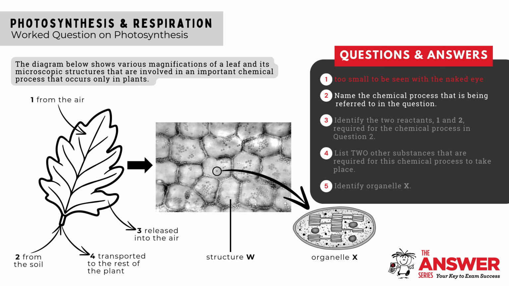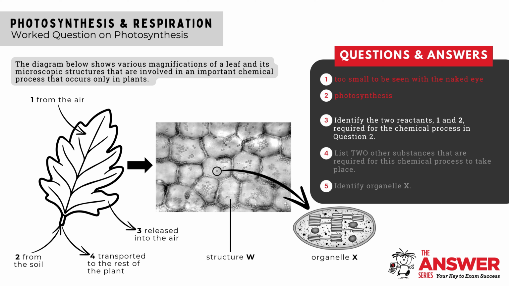Question 2, name the chemical process that is being referred to in this question. As we've already stated in the introduction of this question, it talks about an important chemical process that occurs only in plants. You can also recognize the organelle number X as a chloroplast, and both of these should be a hint to you that the answer to number 2 is photosynthesis.